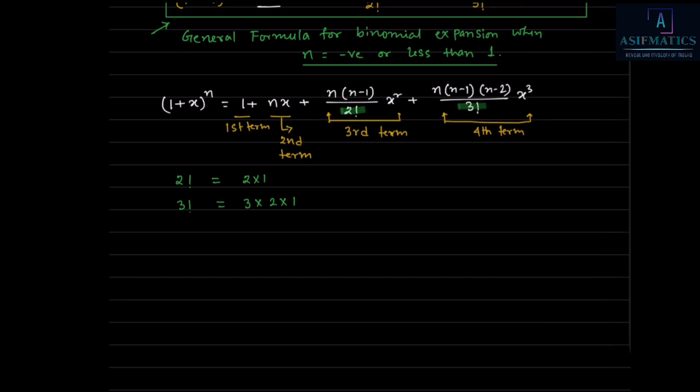So if we have factorial 5, what can you write? This is actually 5 times 4 times 3 times 2 times 1. So this result is 2, this is 6, and this will be 24, 120. Now the question is, how to solve this factorial easily?